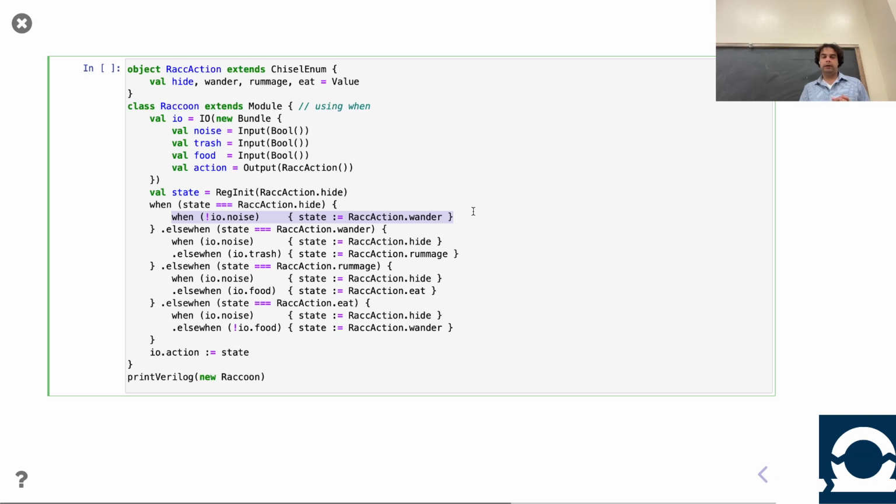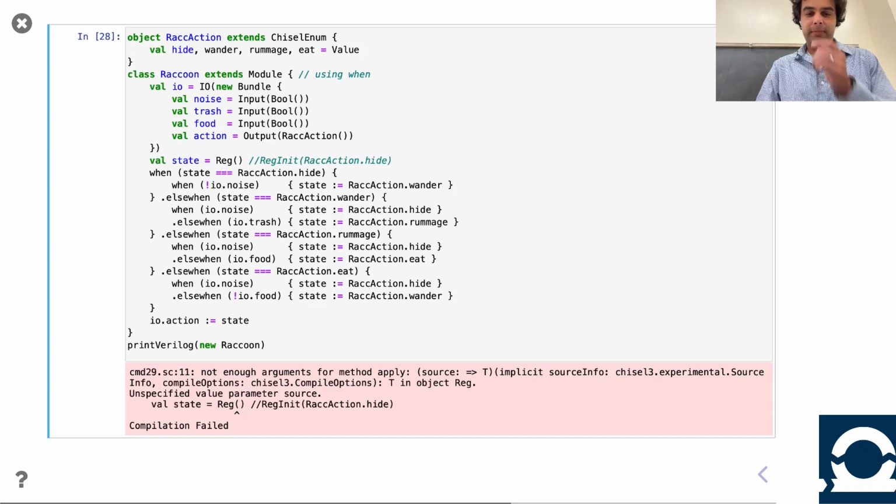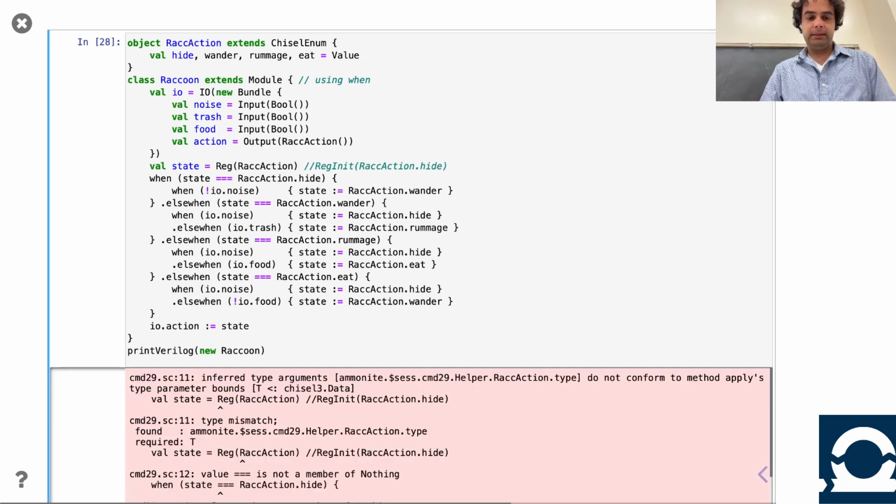Great question. We're going to try it out because I don't know the exact thing that's going to happen. We know it's not good. So the question is, if I didn't use reg init, how does this break? Let's find out. So first, it needs a type. Okay, so type should be rack action. It's spooked about the types. So what if I say that rack action should be a uint and see if I can trick it?